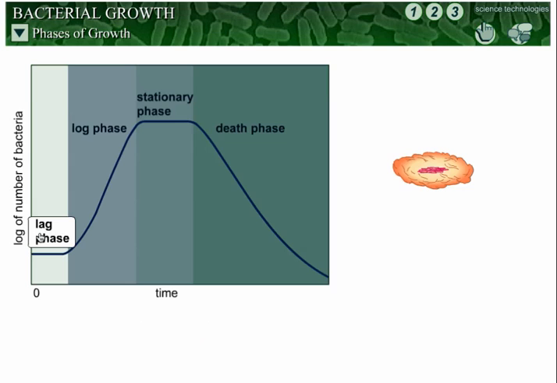When dormant bacteria are transferred to a fresh medium with plenty of nutrients, they spend some time switching their metabolic machinery from the dormant state to an actively growing state. The lag phase can last from less than an hour to days, depending on the species of bacteria.